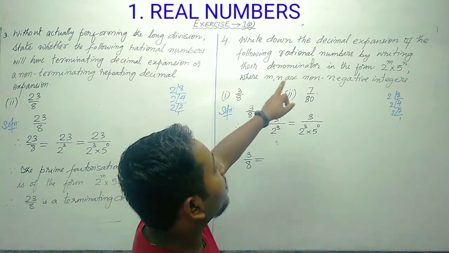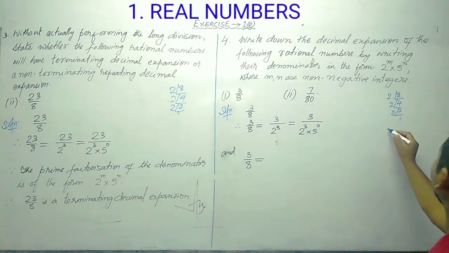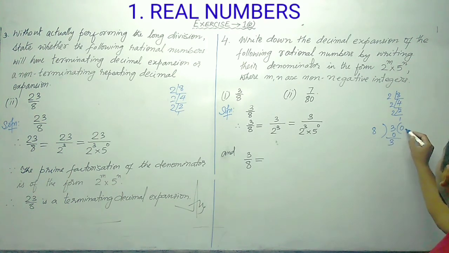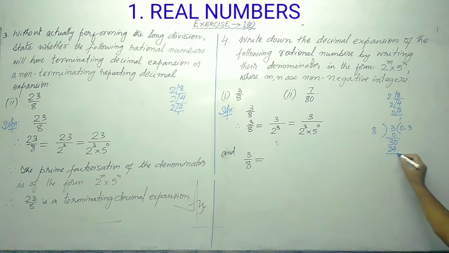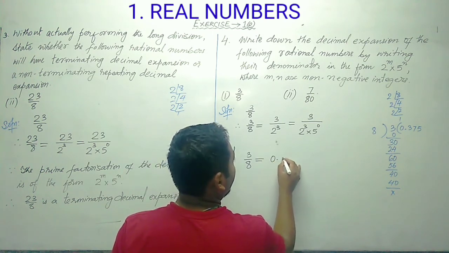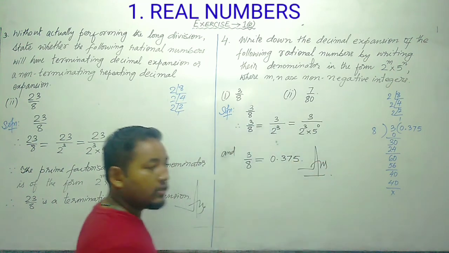The question says, write down the decimal expansion, in terms of decimal. Let us divide 3 by 8. 8 zeros are 0, 3, put a point, 0. 8 threes are 24, 6. After the decimal, put 0. 8 sevens are 56, 4, 0. 8 fives are 40. So therefore 3 by 8 equals 0.375, which is our required answer.